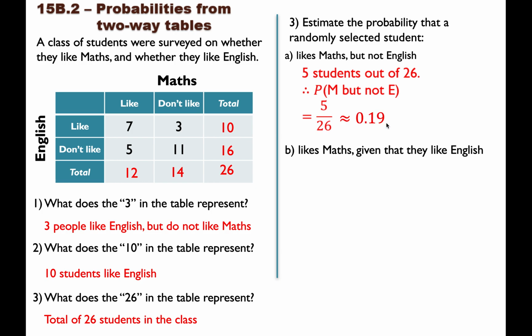And we could get this as a decimal. I did 5 divided by 26 on my calculator, and I've used the approximately equal sign here because I've rounded it off to 2 decimal places.